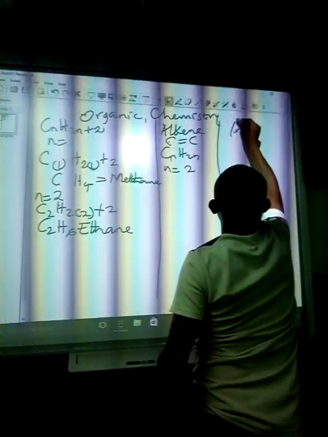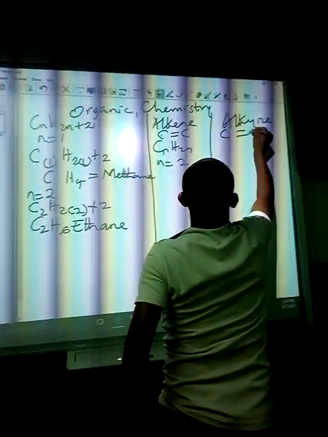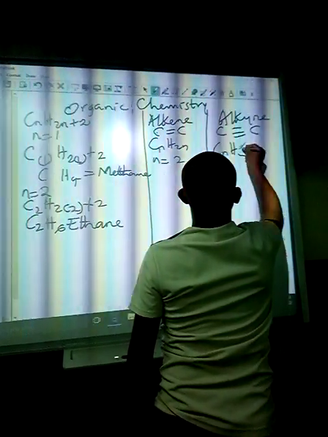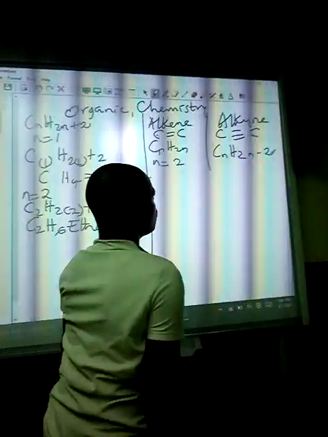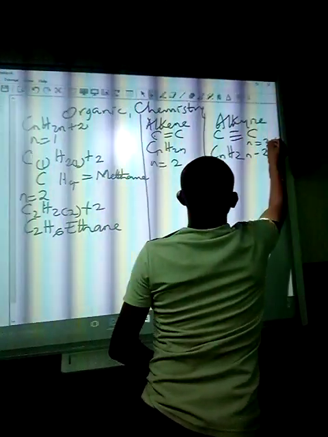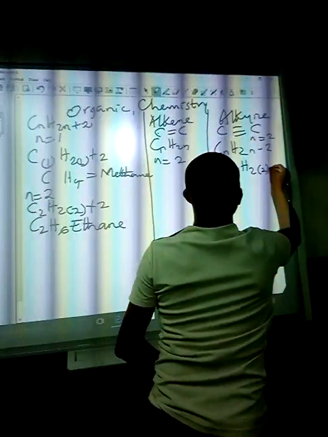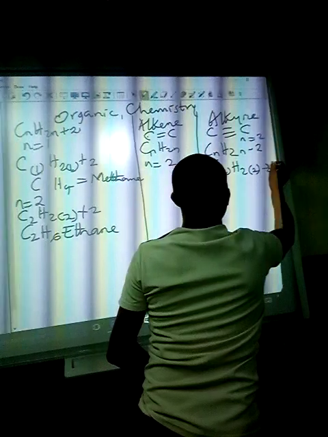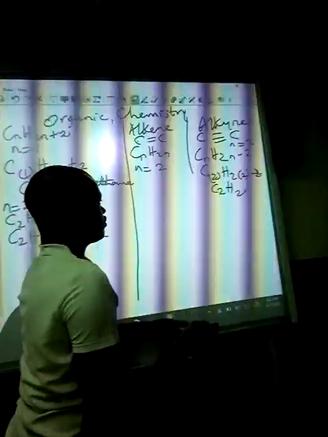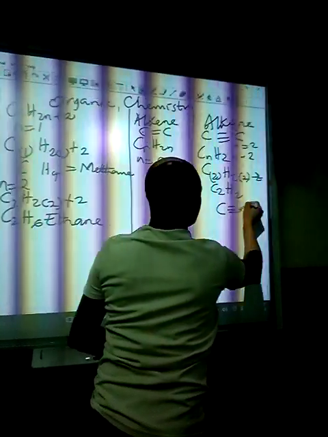For alkynes, it has a triple bond, and the formula is CnH2n-2. When n equals 2, you have C2, H(2×2-2). So what do you have? C2H2, with a triple bond between the carbons.